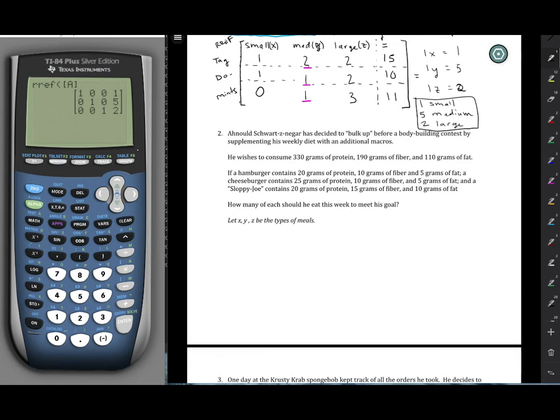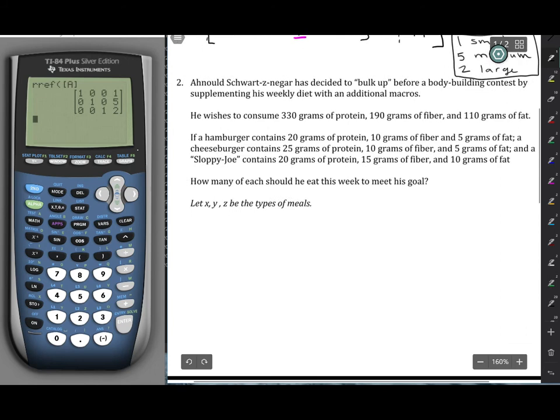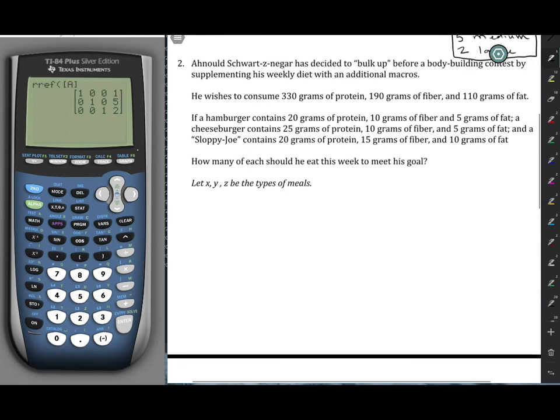Arnold Schwarzenegger decided to bulk up before a bodybuilding contest by supplementing his weekly diet with additional macros. Those of you that are watching macros or in sports someday, or already are, you might do something similar to this. So he wishes to consume 330 grams of protein, fiber, and grams of fat. It gives us information about a hamburger, cheeseburger, and a sloppy Joe. So how many of each should he eat this week to meet his goal? Now, again, how many of each meal?